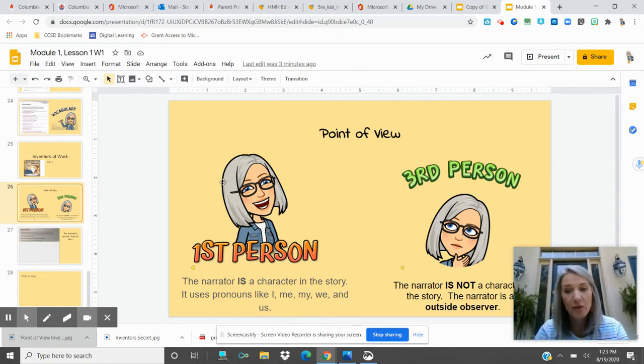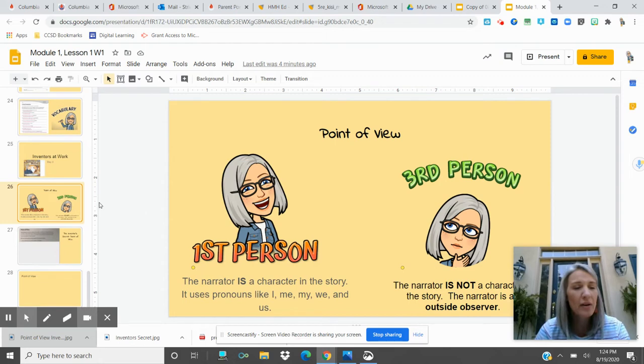Third person point of view is where the narrator is not a character. The narrator is not a character in the story. The narrator is telling you the story about the characters from an observer's position. So we call a third person narrator an outside observer, okay?